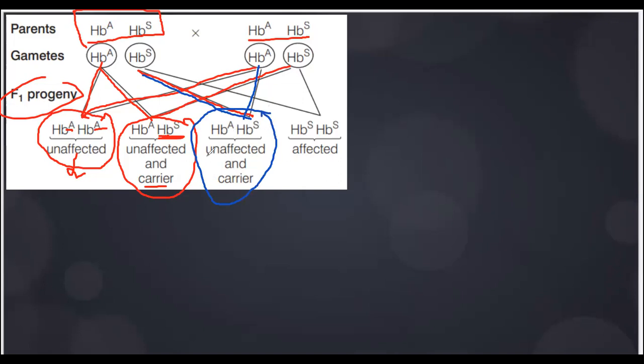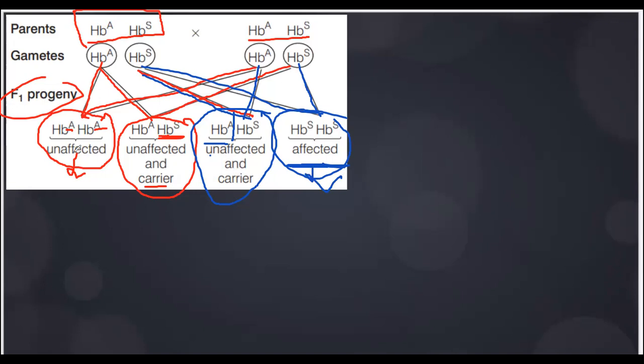So carrier stage. Okay, some mild symptoms will be there, but that is compensated by this normal allele, which is producing normal RBCs. Mild symptoms will be there, but the disease will not set in. And if HBS and HBS, in this case, the child will have the sickle cell anemia. So affected because both the alleles are sickle cell gene. And the possibility of this child surviving is very, very low. The child might die also.